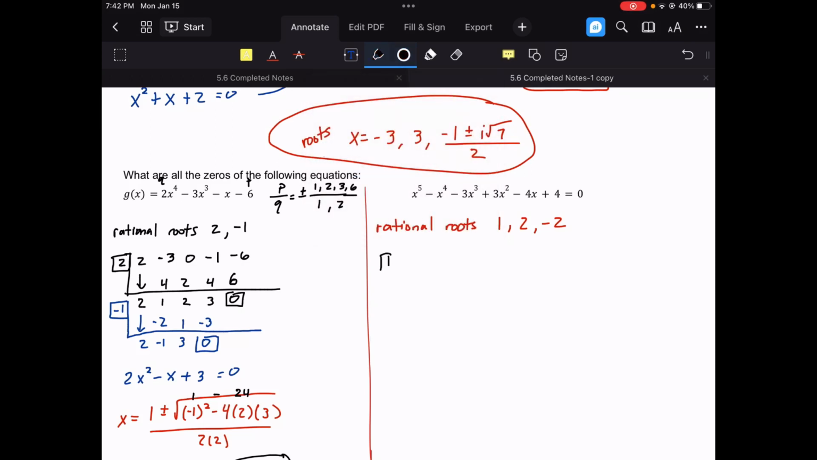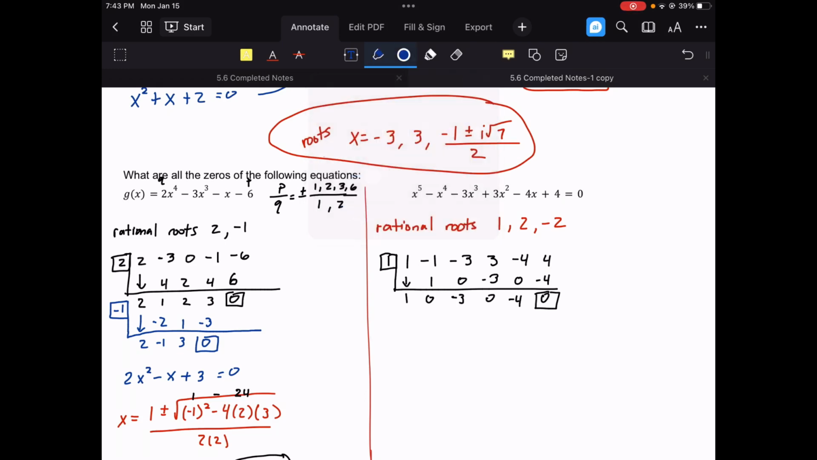So we'll start with 1. So we've got 1, negative 1, and negative 3, 3, negative 4, and 4. So we drop the first, we get 1. 1 times 1 is 1. This is 0. 1 times 0 is 0. This is negative 3. This becomes negative 3. This is 0. Negative 4. Negative 4, and then 0. So we've got our remainder piece at the end.